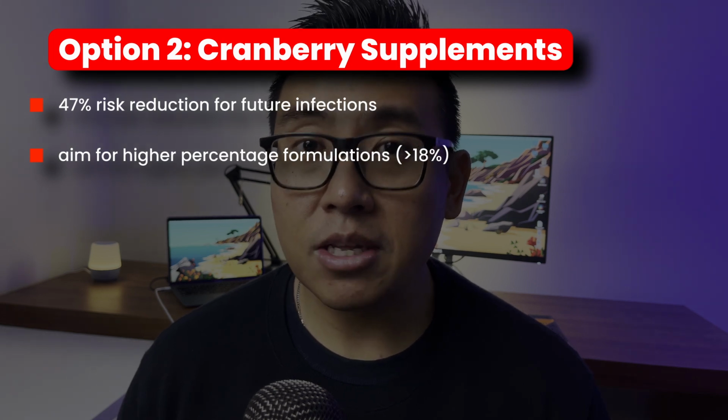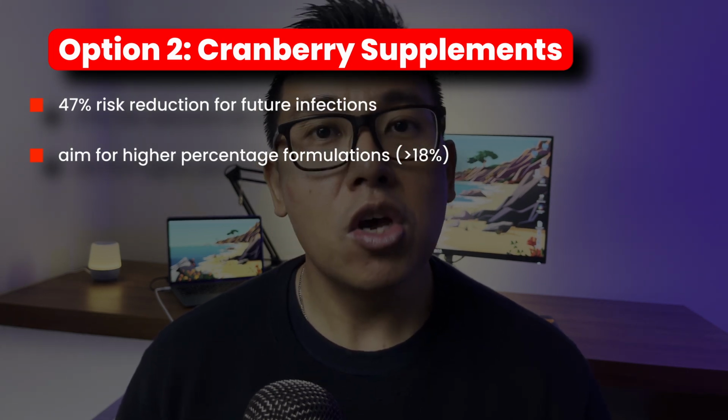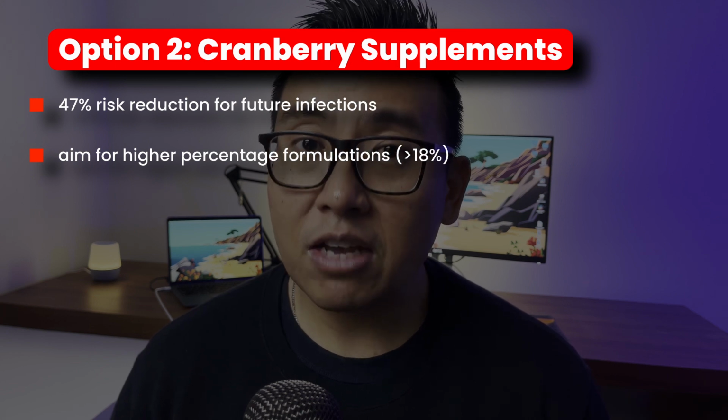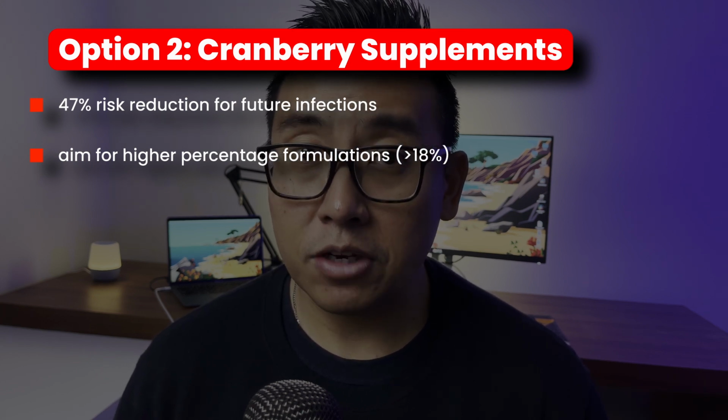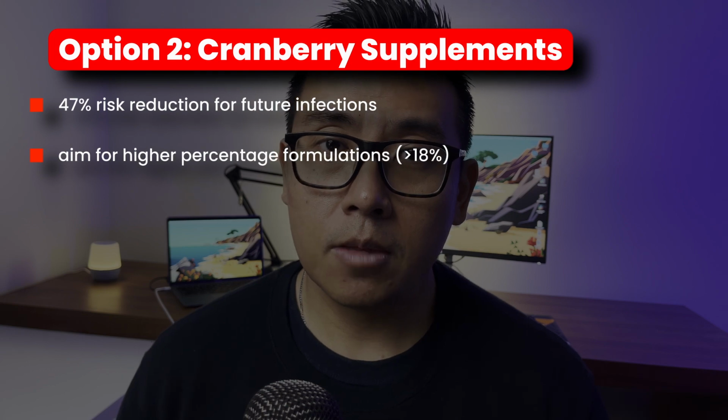Next up, we have cranberry products. Studies have shown that patients with a history of recurrent UTIs who take cranberry products have a 47% relative risk reduction for future infections compared to those who don't. But here's the catch. The dose of the active ingredient varies between products. Trial methods can be inconsistent, and dropout rates can mess things up. Plus, too much cranberry can upset your stomach and send your sugar intake skyrocketing. So if you're recommending cranberry products, aim for the high percentage formulation, anything above 80% for better effectiveness.